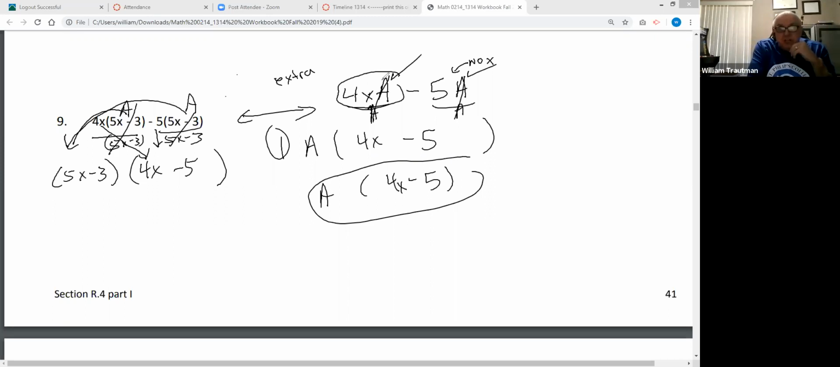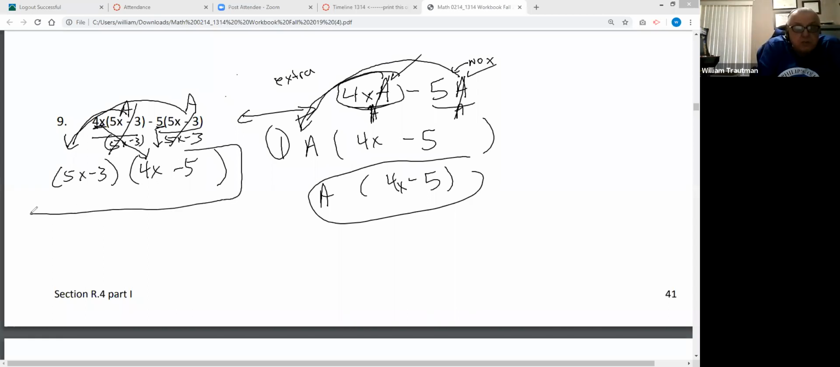Just like we did here, we divided by big A. It comes out of both, but you only write it down once because then you have to distribute it back in. So the parentheses is the same, so it comes out and there's only one outside. Whatever's left over after we take it out, 4x minus 5 goes into the other parentheses, and there we are. So we're factoring out that parentheses.